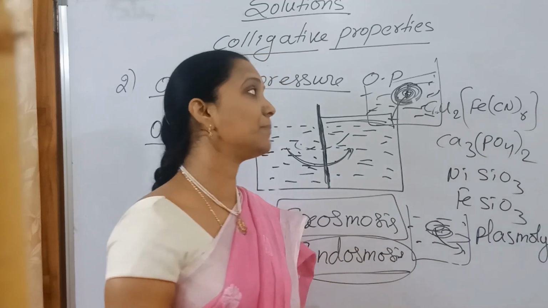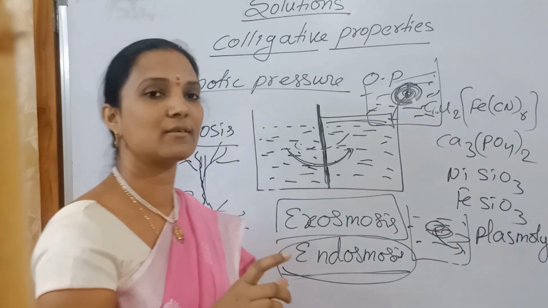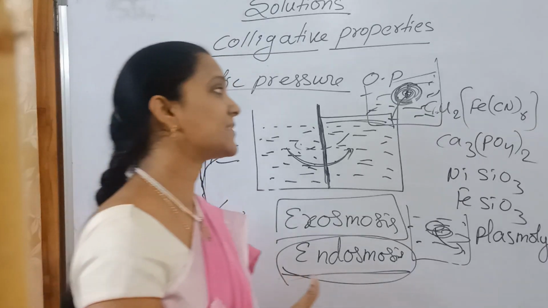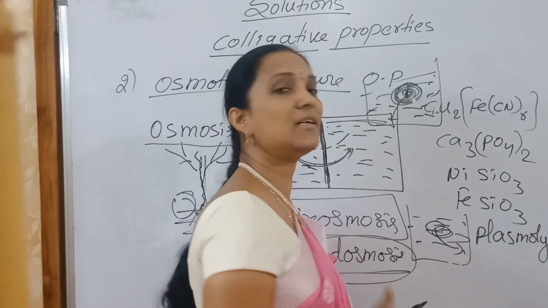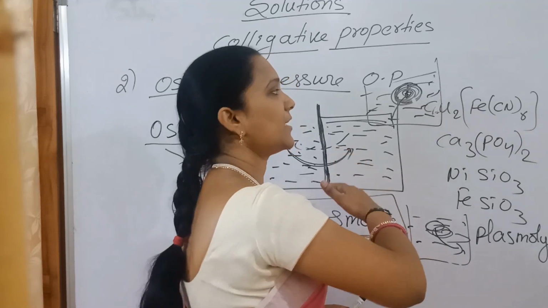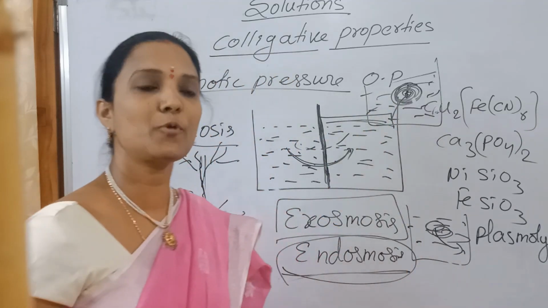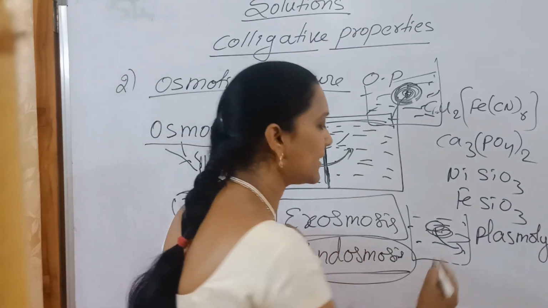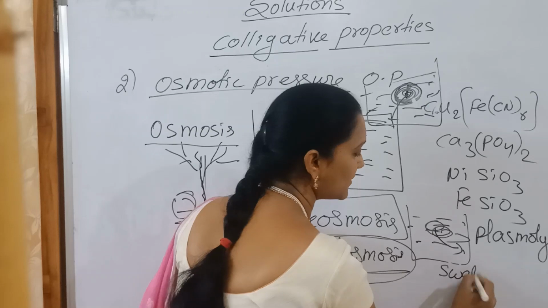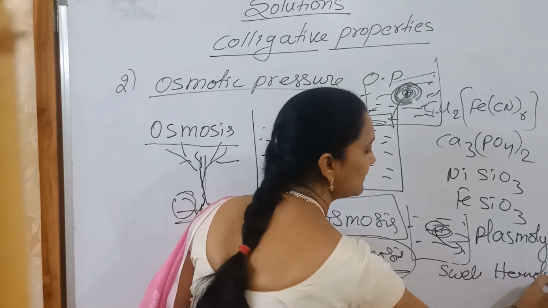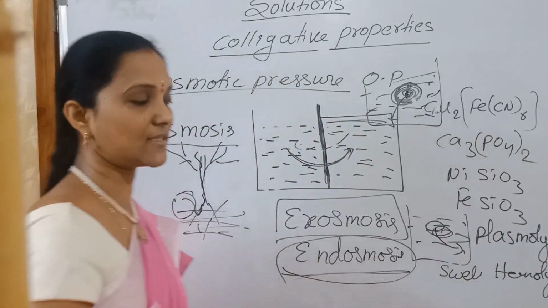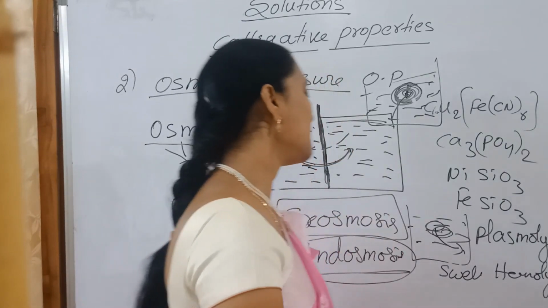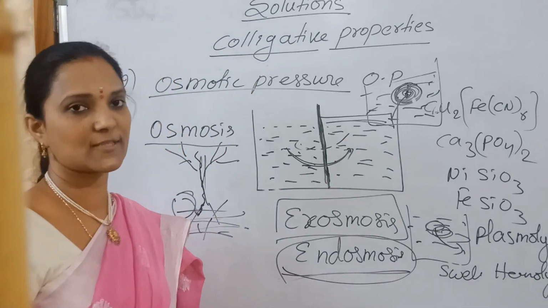Then grapes placed in water to clean: now they swell and rupture of the upper layer also takes place. What happened here? The grapes are concentrated, outside water is dilute, so flow of water from dilute to concentrated takes place. That process is endosmosis. Now swelling, this is hemolysis; the other one shrinks, that is plasmolysis. Hemolysis is because of endosmosis. Plasmolysis is because of exosmosis.